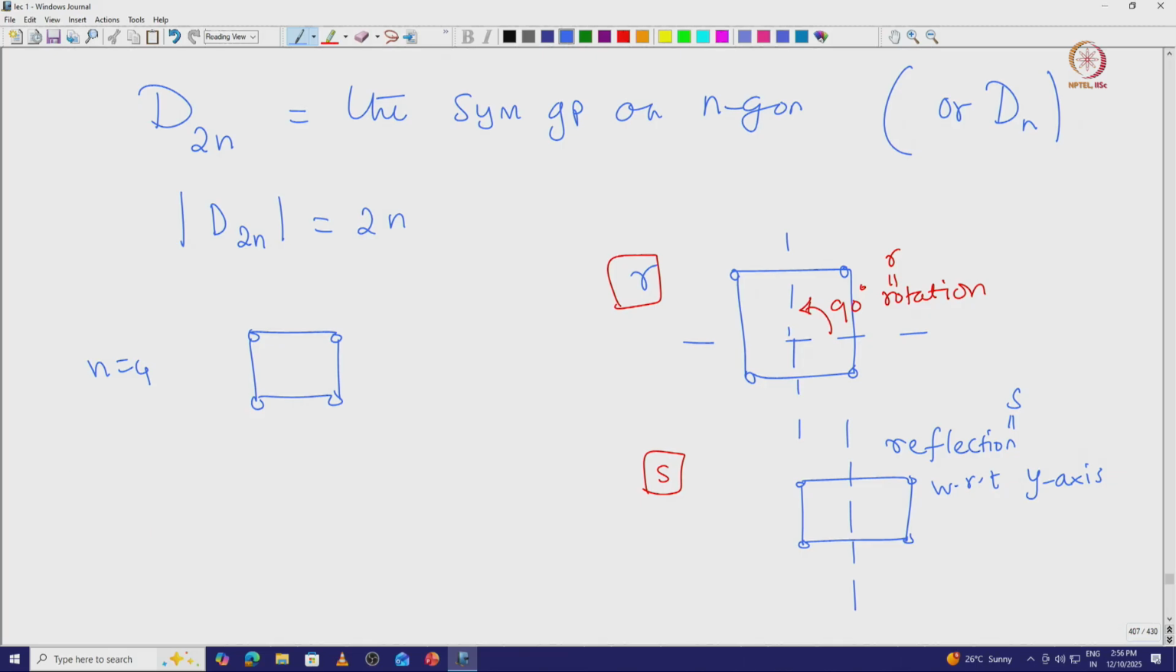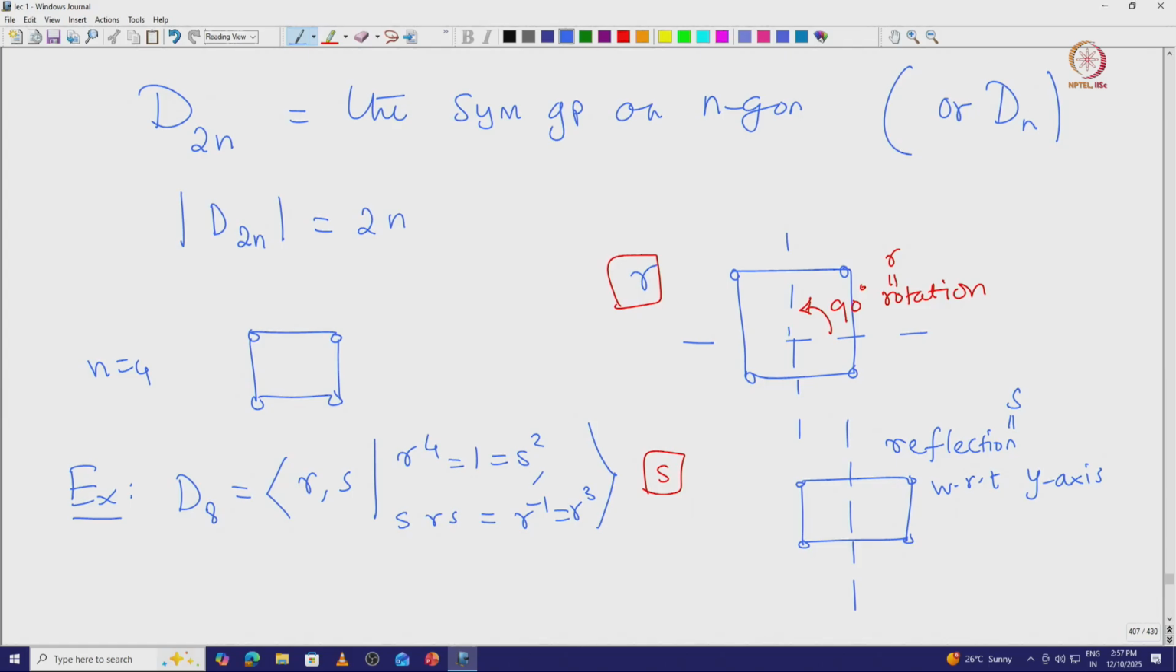Now it is a simple exercise to show that D8 is generated by this R and S with the following relations. R^4 is identity and S squared is identity. Whenever you take the conjugate of R with respect to S, you get the inverse of R, which is R cube. So, this gives us a presentation of this dihedral group D8.